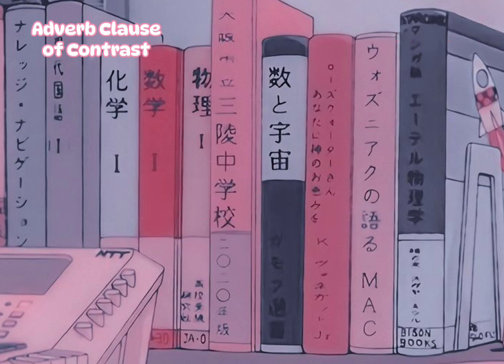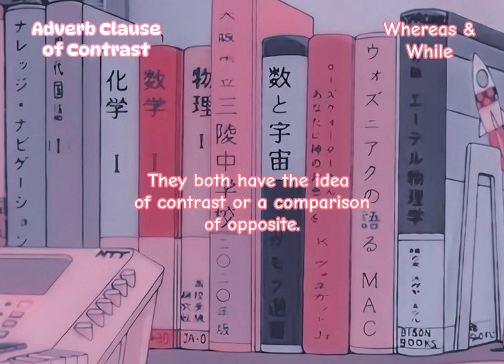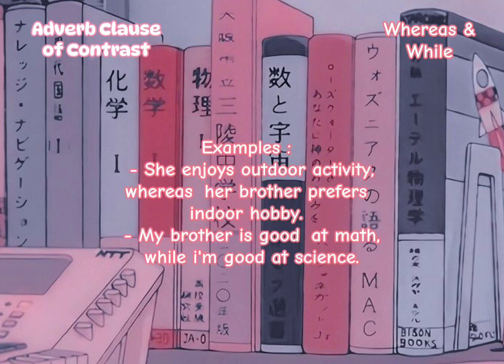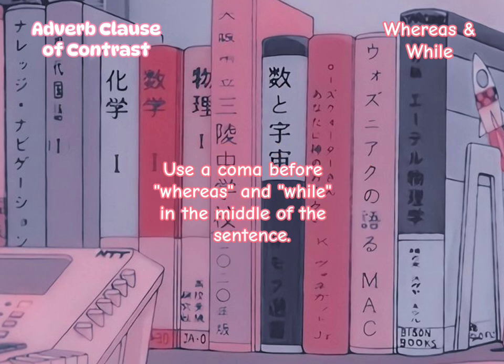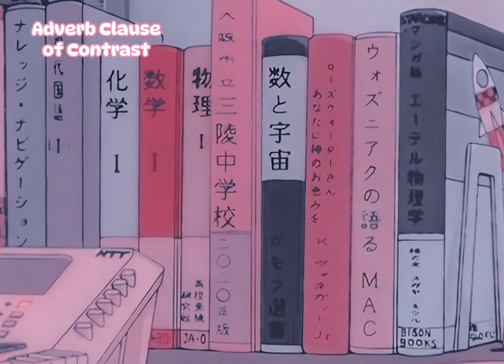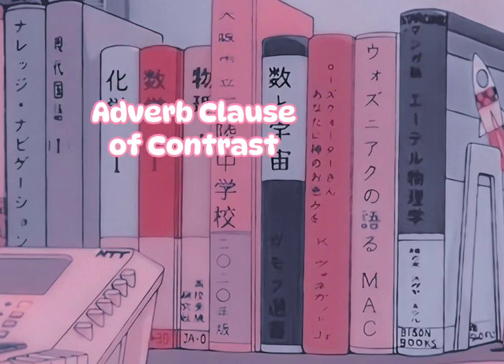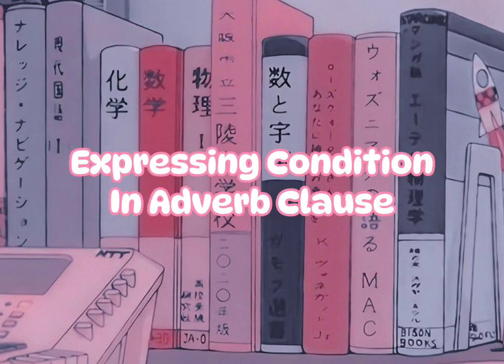And the last but not least, there are whereas and while. They both have the idea of contrast or a comparison of opposites. For example, she enjoyed an outdoor activity, whereas her brother preferred indoor hobbies. And when you use whereas and while, use a comma before it or in the middle of the sentence. Okay, let's move to the second material, which is expressing condition in adverb clause.